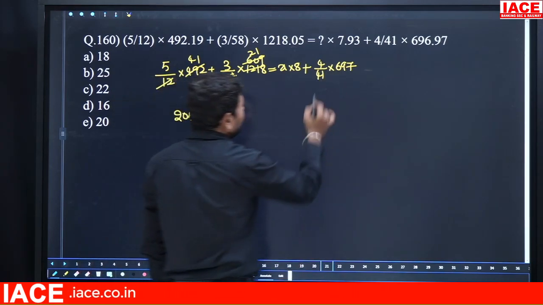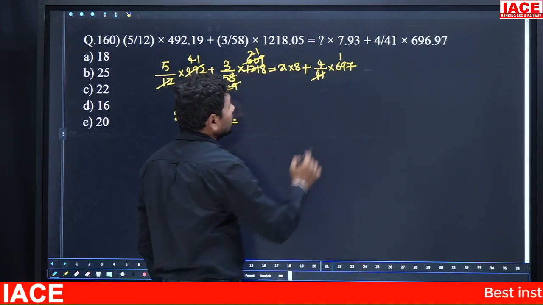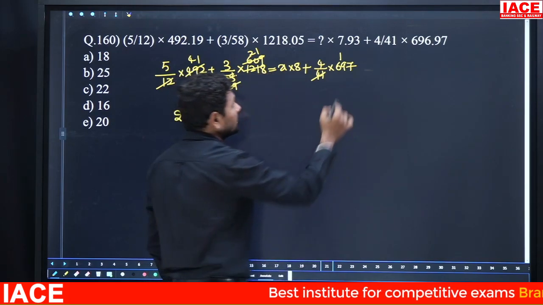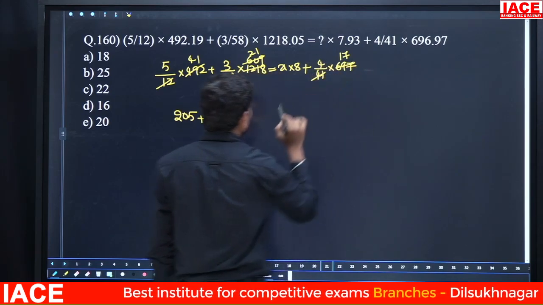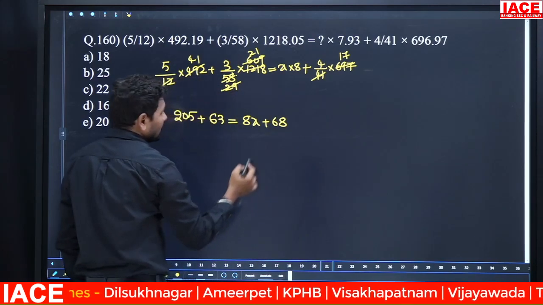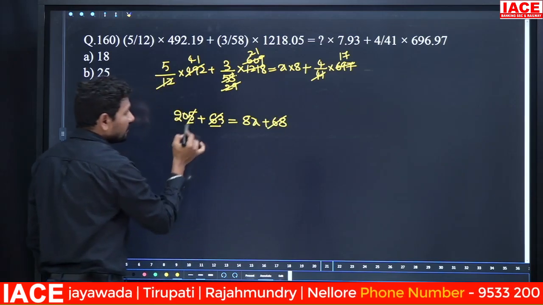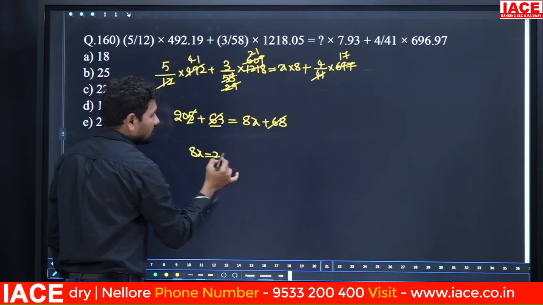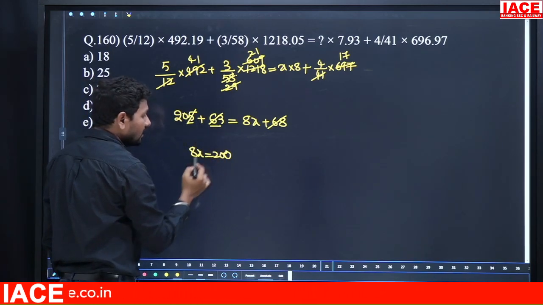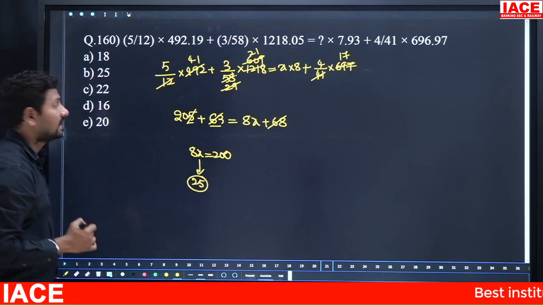Equal to 41. 41 how many times? 41 1s are 41. Remaining value is 287. 41 into 7 is equal to 287. That means 17, 17 4s are 68. Okay, here 63 plus 5 is equal to 68. Remaining value 200. 8x is equal to 200. Don't cancel, just write 200. Then 8x equals 200 means x value is how many times? 25 times. Option B.